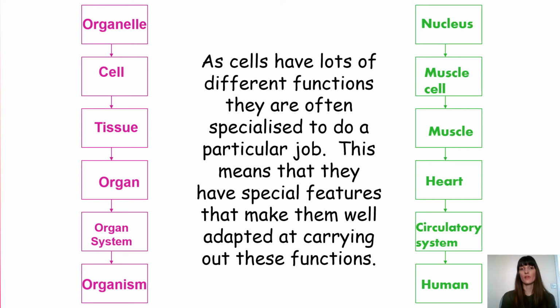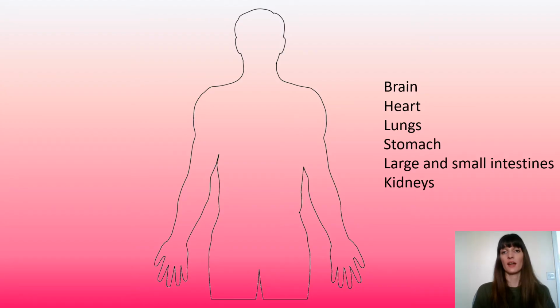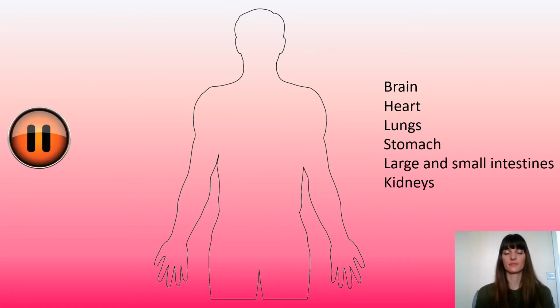Our cells have lots of different functions. They're often specialised to do a particular job. This means that they have special features that make them well adapted at carrying out these functions. We've got the outline here of a human body. Now you don't have to necessarily draw this. You can just write down for me where I'd find all of these organs. So pause the video and draw or write down for me where you'd find them.